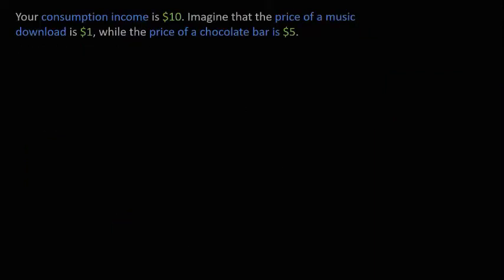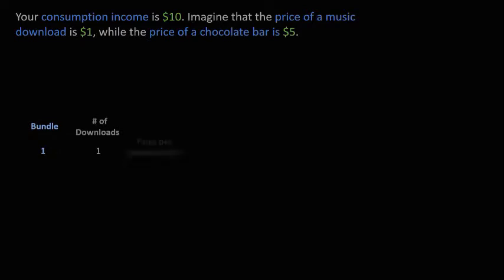Now we need a little more information. So we've got our consumption income is $10. Now suppose the price of a music download is $1 and the price of a chocolate bar is $5. What we're interested in is understanding all these possible combinations. And we call a possible combination a bundle.